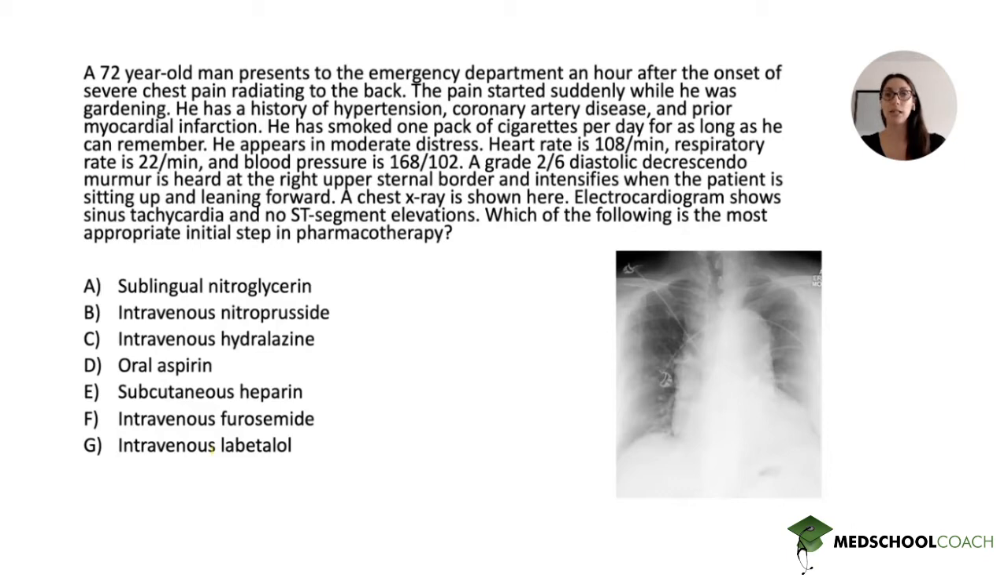Heart rate is 108, respiratory rate is 22, and blood pressure is 168 over 102. A grade 2 out of 6 diastolic decrescendo murmur is heard at the right upper sternal border and intensifies when the patient is sitting up and leaning forward. A chest x-ray is shown here. Electrocardiogram shows sinus tachycardia and no ST segment elevations. Which of the following is the most appropriate initial step in pharmacotherapy?